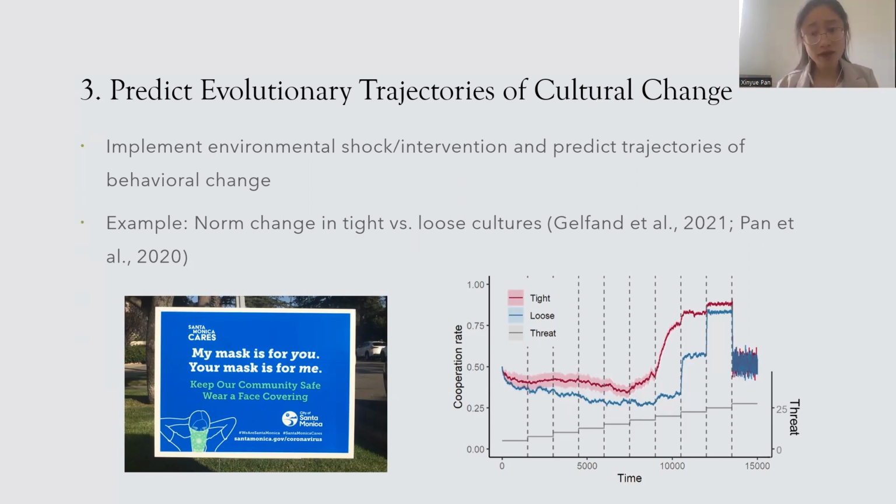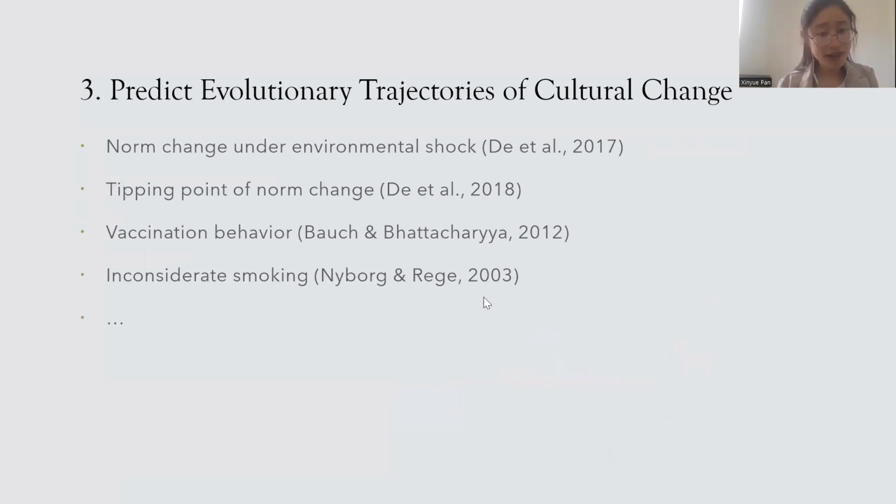actually protects everyone. And I did an EGT model where I compared the adoption of cooperative norms in tight versus loose cultures. A tight culture is a culture where people have strong pressure to conform with others. And I found that compared with a loose culture, in a tight culture, people can adopt a cooperative norm in general faster. And this is consistent with empirical findings.